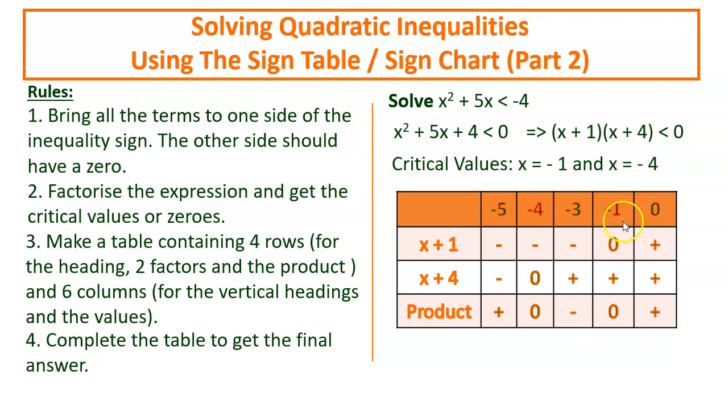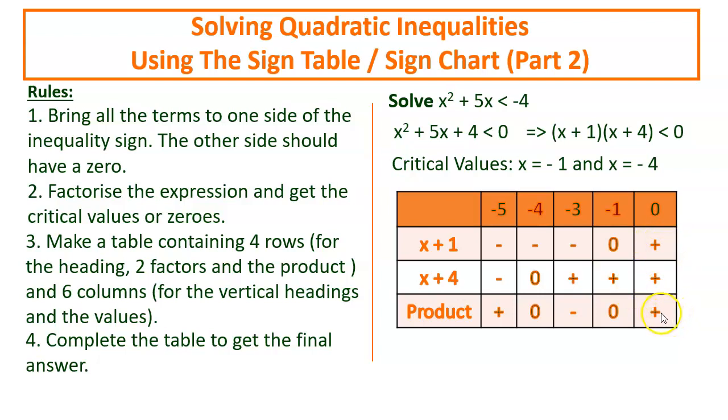Now, -1. We will be substituting -1 in place of x. -1 plus 1 added together gives us a 0. And for this, -1 plus 4 is equal to +3. It is a plus sign. It is a positive number, and 0 multiplied with a positive number will be giving us a 0 as a product. Finally, if we substitute 0 for x, 0 plus 1 is +1, a positive number. 0 plus 4 is +4, again a positive number. And we multiply two positive numbers to get a positive product.